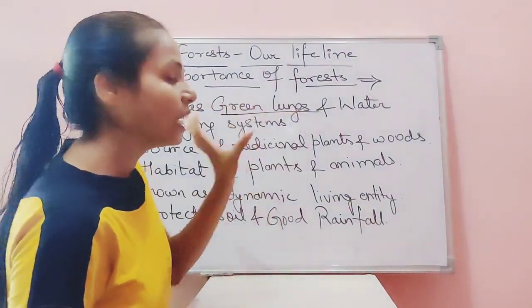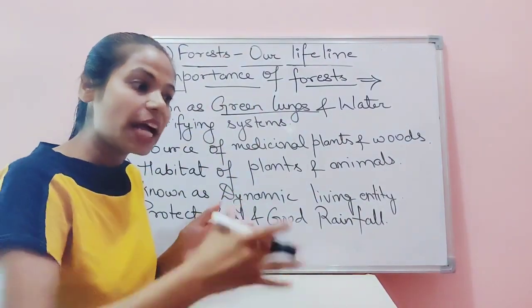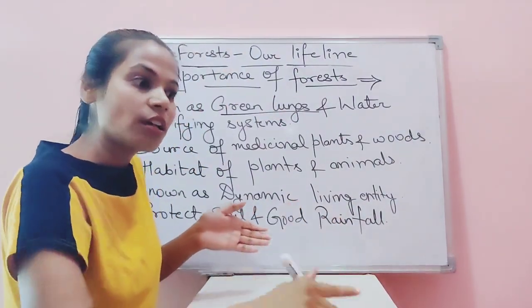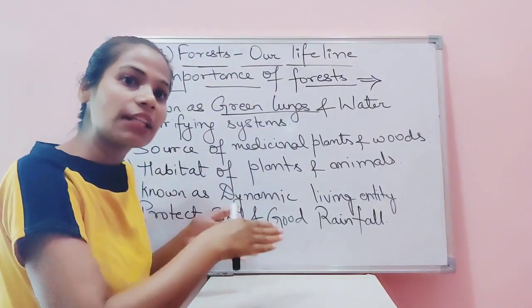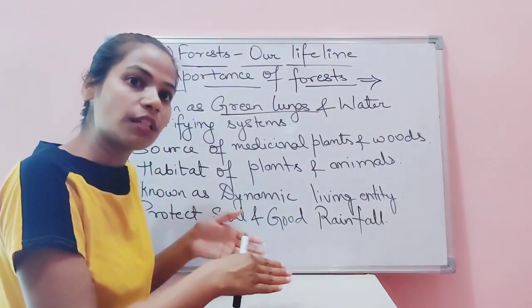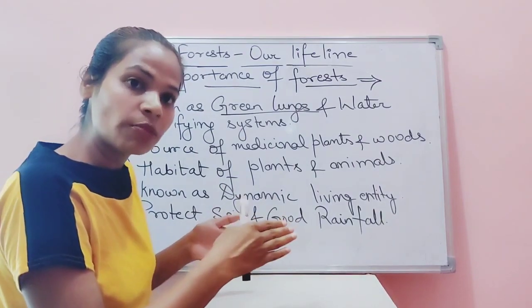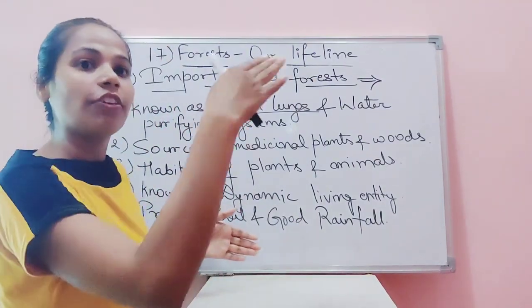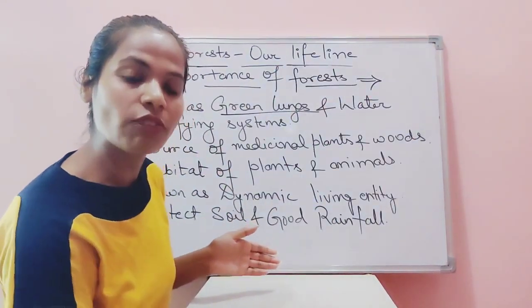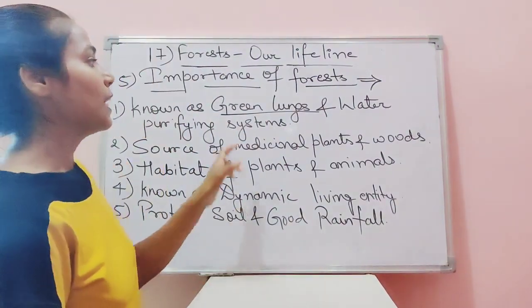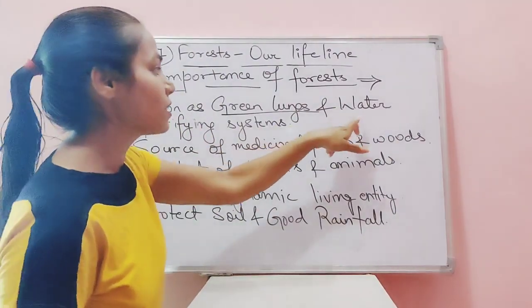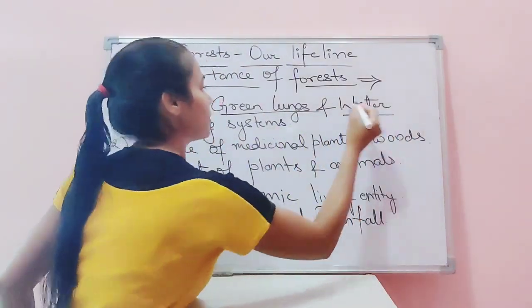Okay. Green lungs means they are acting as a lung of air purification. They are taking in the carbon dioxide that is present in the surrounding environment and giving out the oxygen for the survival of different animals including the human being. Next, they are known as water purifying systems.